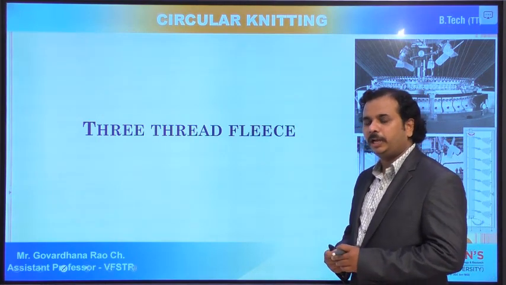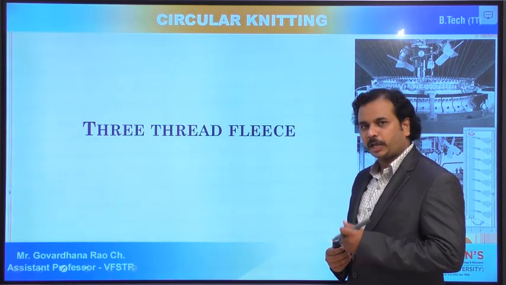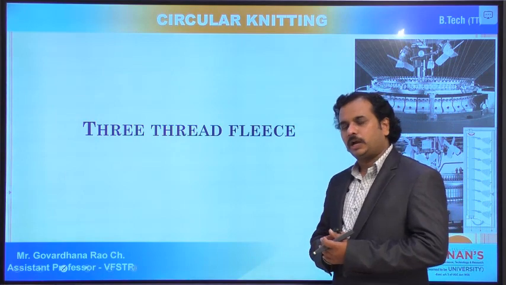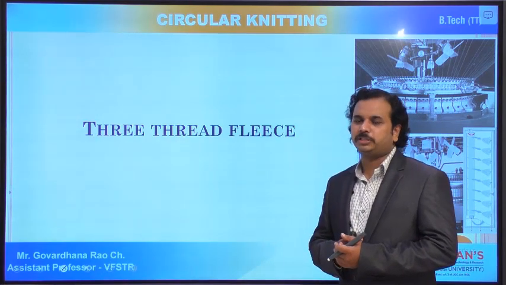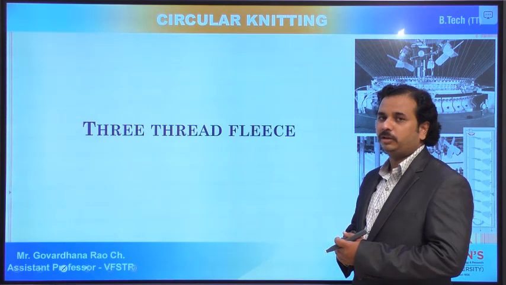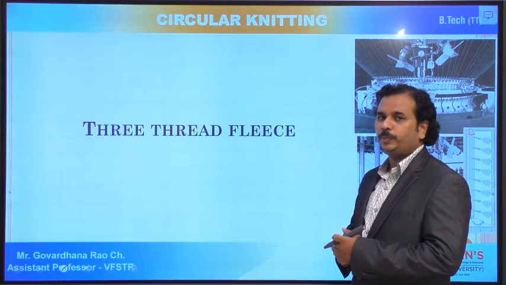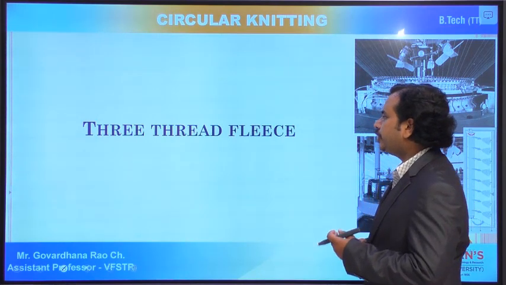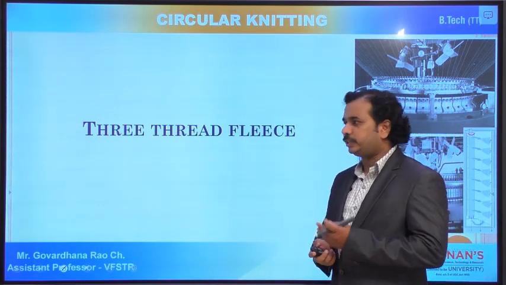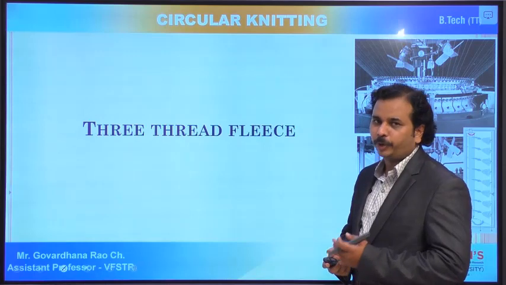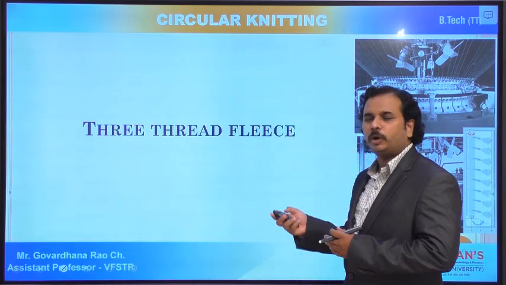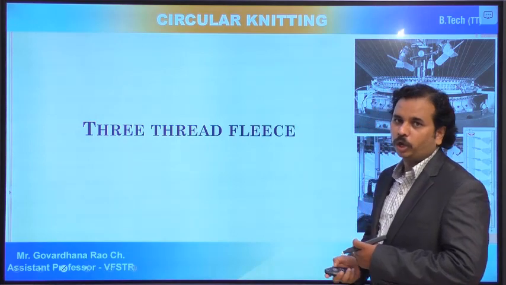So there are different types of fleecy circular knitting machines. One fleece knitting technology we are going to discuss is 3-thread fleece. By using 3 threads, how we can produce the fleece fabric in a circular knitting machine, we are going to discuss now.